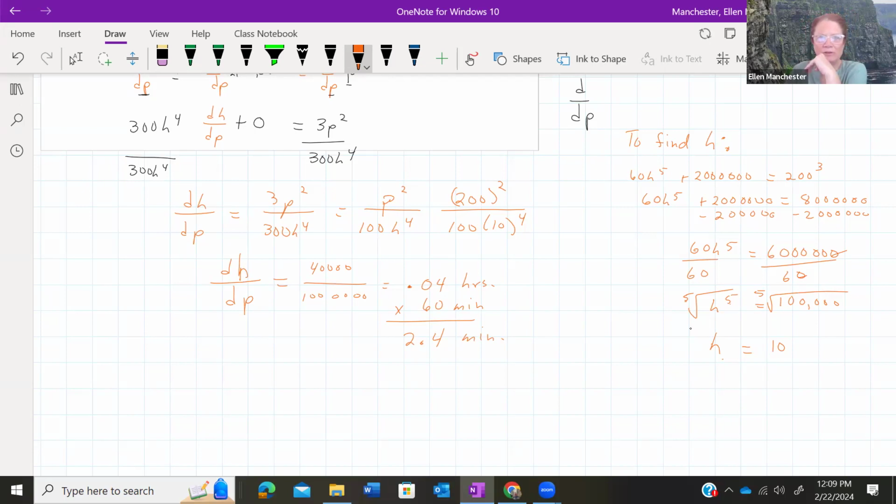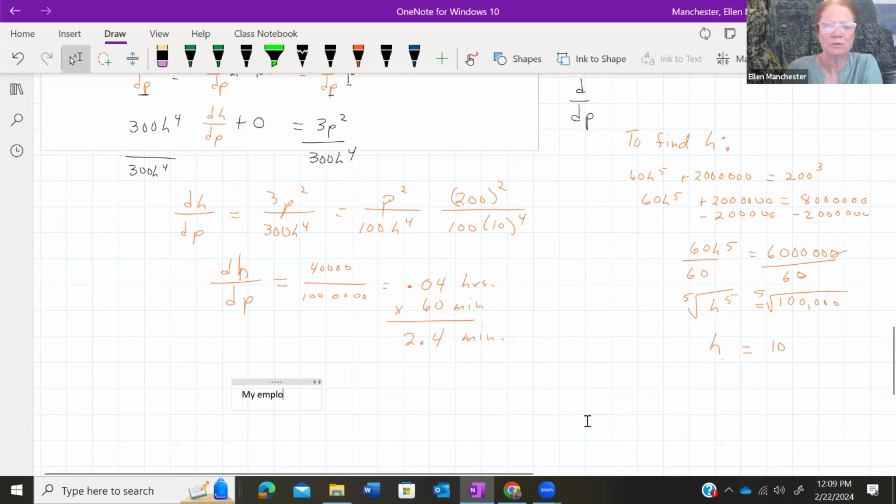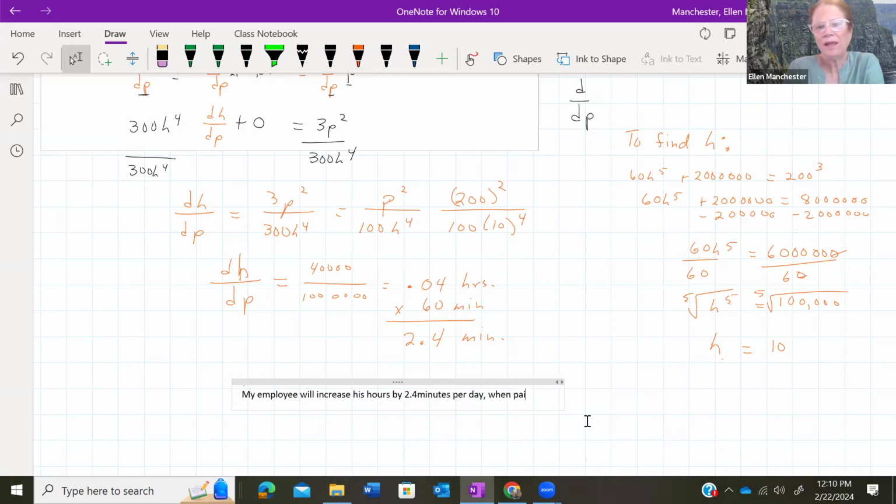So here's what this means. My employee will increase his hours by 2.4 minutes per day when paid $200 daily. Right now, that doesn't seem like a whole lot, but if you do that over a month, then it's going to be quite a bit, right?